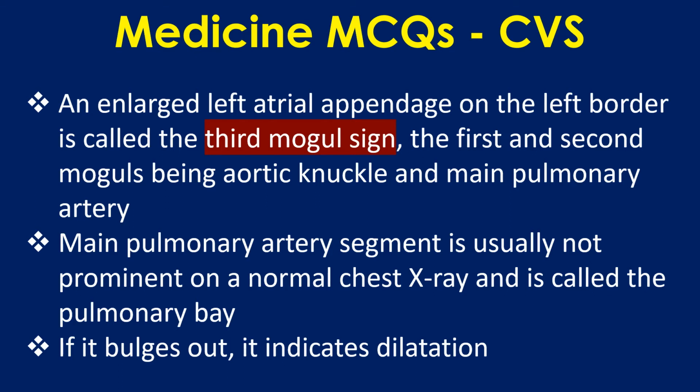Main pulmonary artery segment is usually not prominent on a normal chest X-ray and is called the pulmonary bay. If it bulges out, it indicates dilatation.